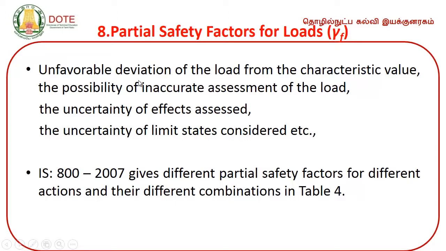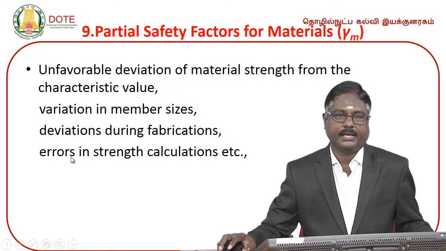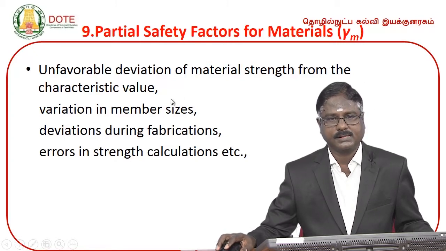And again, why are these partial safety factors for loads introduced? These partial safety factors are introduced for the unfavorable deviation of the load from the characteristic value. Probably there may be a little bit of possibility of inaccurate assessment of the load and uncertainty of the effects assessed. That is why the partial safety factors for loads are introduced, and the different partial safety factors are there in the table of IS 800/2007. And again the partial safety factor for materials is also introduced for unfavorable deviation of the material strength, probably the variation in member sizes along the length of the member, deviations during the fabrication and errors in the calculations, etc.